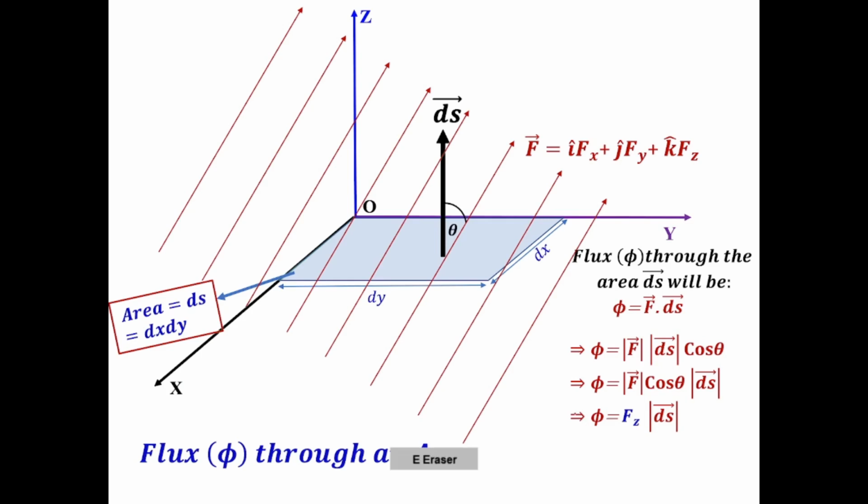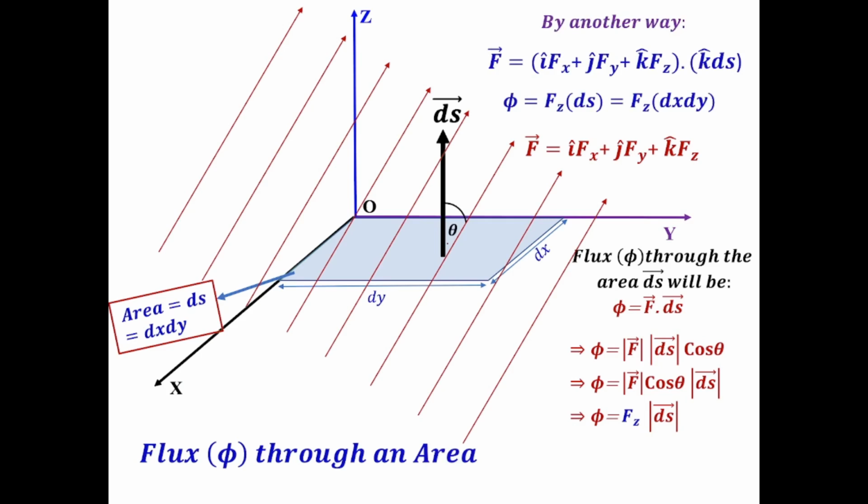This flux can also be represented in another way: it is the vector field dot the area vector. ds is only along the z axis, so this area vector can also be written as k cap ds, right? If we take the dot product of these two vectors, then k cap dot i cap is 0, k cap dot j cap is 0, so we get Fz into ds, that is Fz dx dy. So this is the basic idea about flux that we have discussed, which will be required to understand the physical significance of the divergence of a vector field.